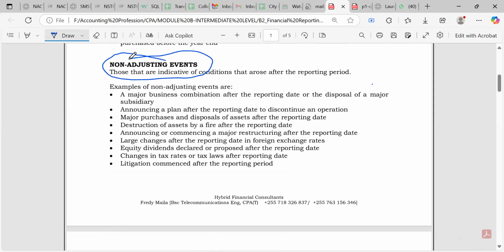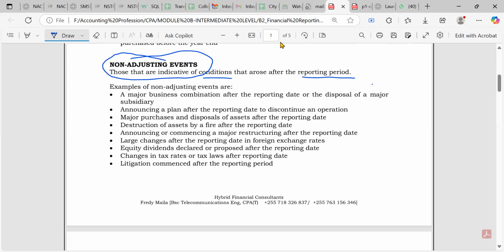It's just the opposite. So it's those that are indicative of conditions that arose after the reporting period. Or maybe simply speaking, it's the opposite of an adjusting event. Because for an adjusting event, we said it gives you evidence of conditions that existed at the year end. But an unadjusting event could be a condition that did not exist at the year end or that existed after the year end. So if you see everything, okay, this happened, but actually it is because of something that was after the year end, you are not going to adjust our financial statements, right?